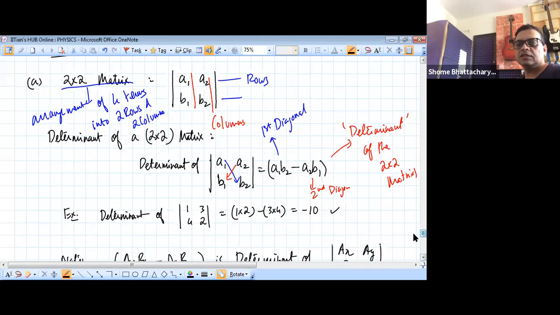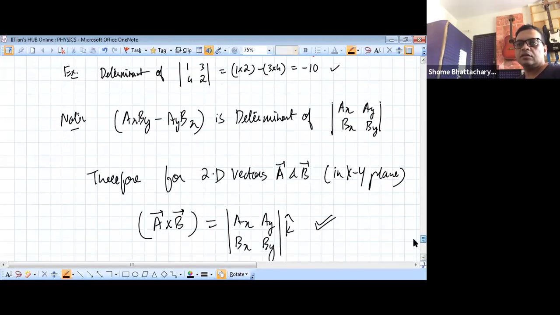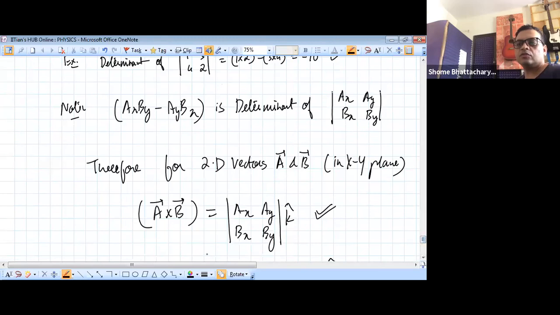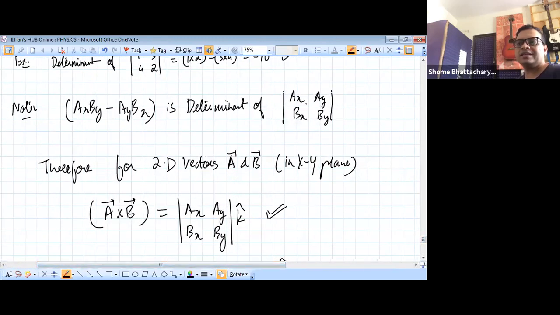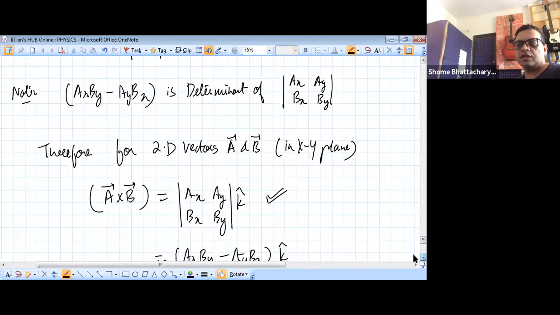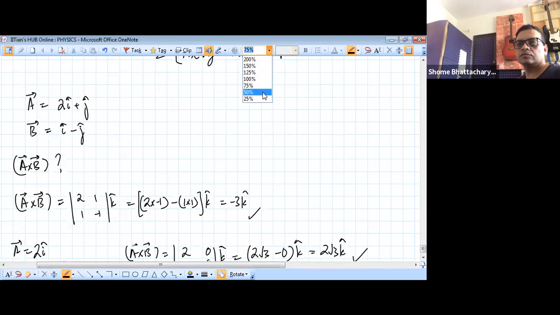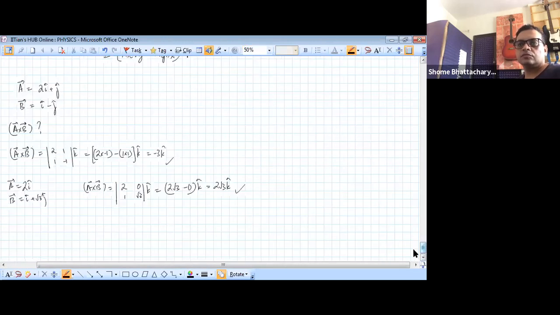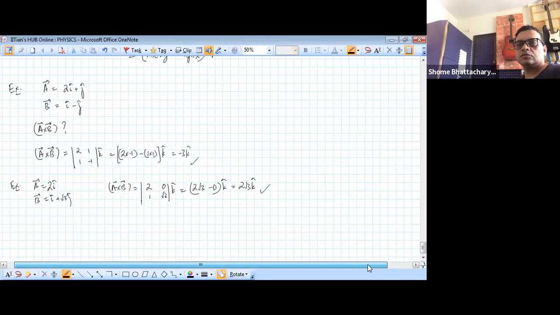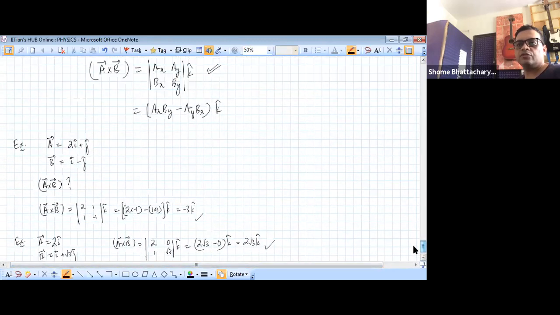Similarly, if I put the values of the determinant's terms as Ax, Ay and Bx, By, then that determinant itself will become Ax By minus Ay Bx. So that's how it becomes a cross product. So that's how we are using this in these two examples below. So we have seen that we are using this general formula now for A cross B for these two.